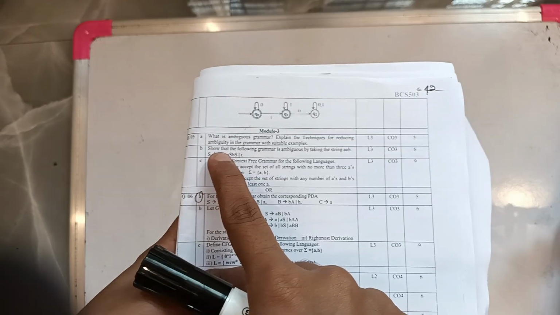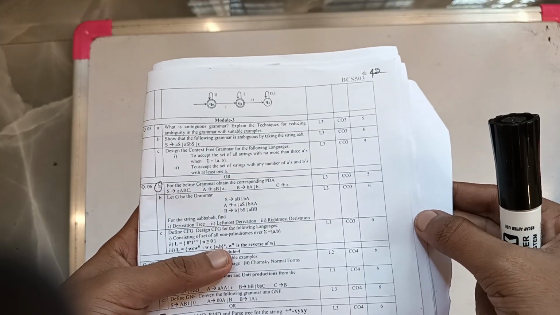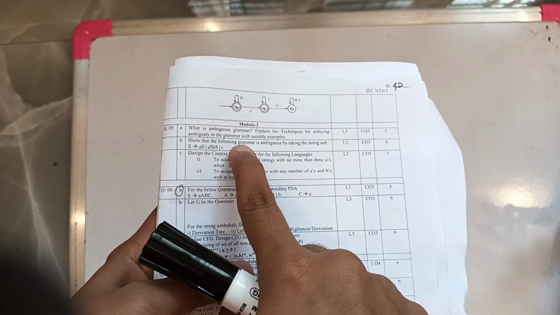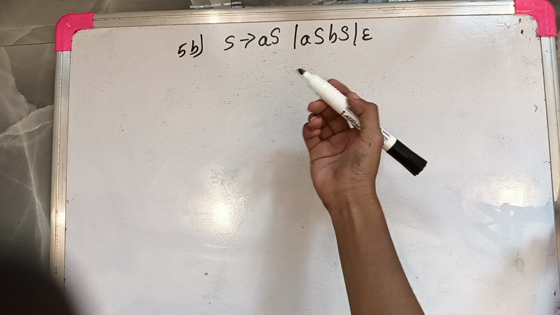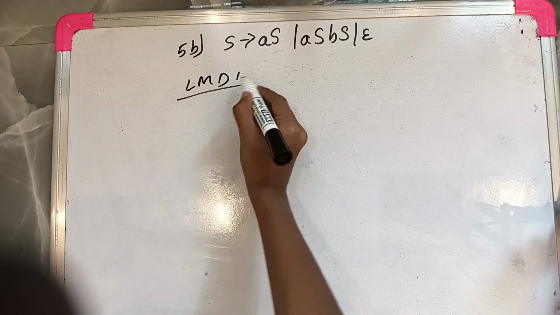Next one is: show the following grammar is ambiguous by taking the string AAB, and they have given the grammar. When they say to show it is ambiguous or not, remember one thing, that you need to find two different parse trees by applying the LMD twice or RMD twice. I am going to apply LMD twice, so you can perform with RMD also, okay?